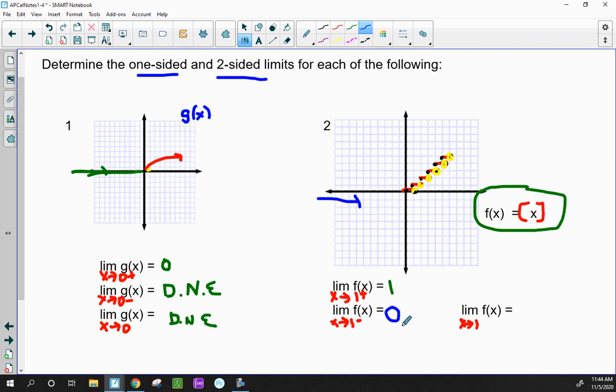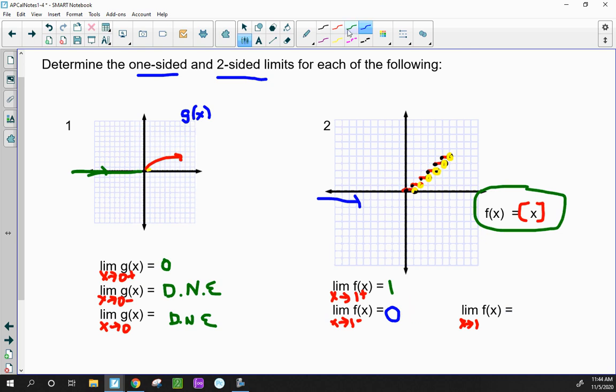But on the other problem, when you're approaching from the left side, you're getting closer and closer and closer to 1. But at 0, it's 0. And at 0.1, it's 0. And at 0.9, it's still 0. And so that's why this answer is different.